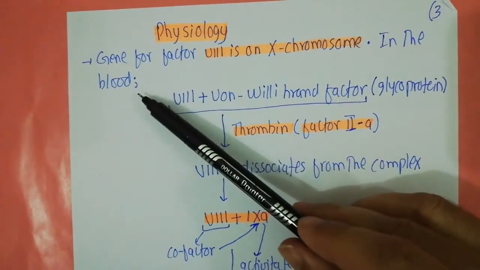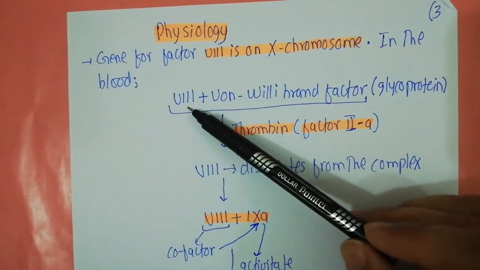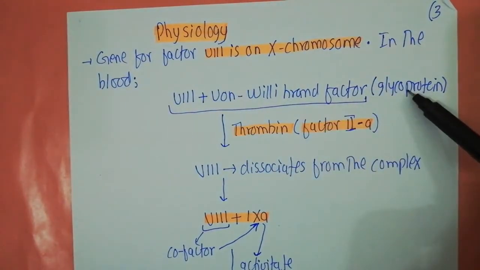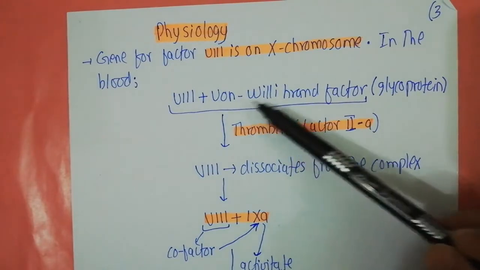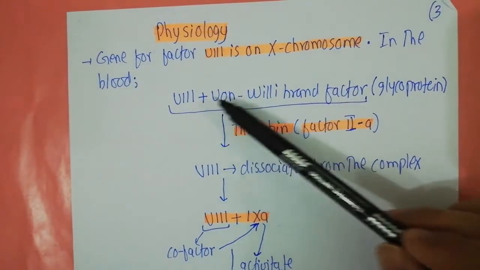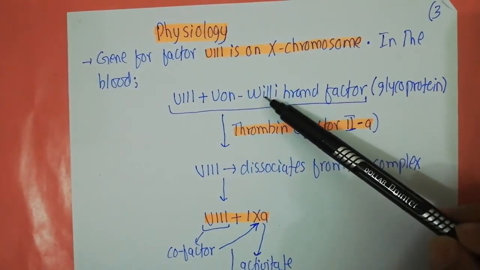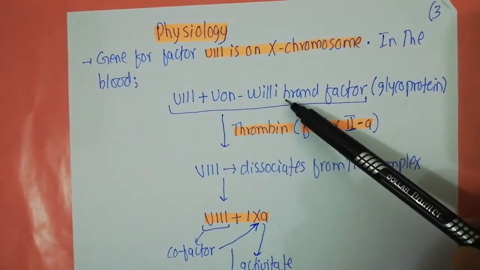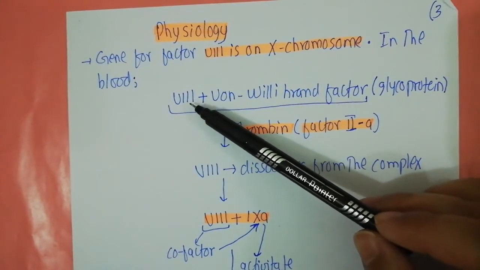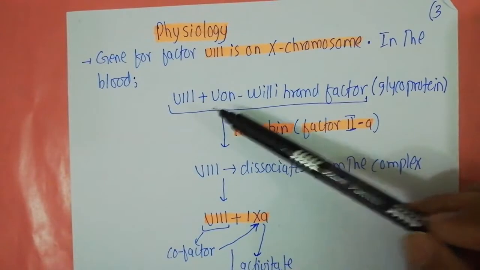Now in the normal condition, when there is no cut on the blood vessel, this factor 8 is in association with another glycoprotein in the blood which is called the von Willebrand factor. So in normal condition, factor 8 is in complex with the von Willebrand factor. And in this form, factor 8 is in the inactive form. That is not going to initiate the process of coagulation.